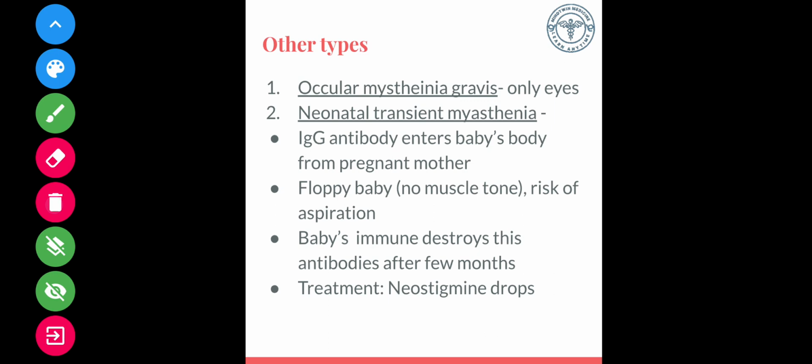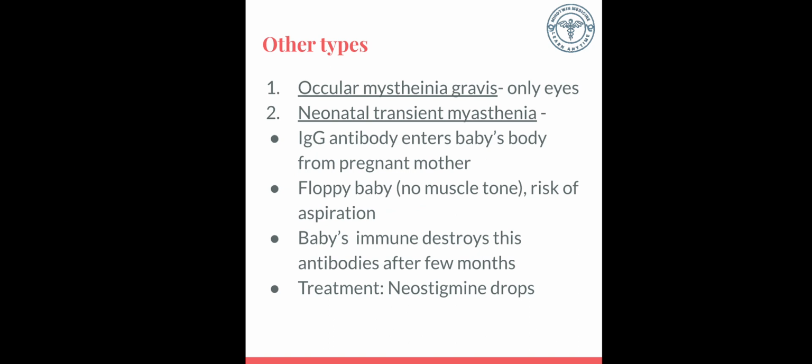So what will be seen? There will be a floppy baby. Okay, floppy baby. It is like no muscle tone, and the baby will have not much activity through the muscles. There could be a risk of aspiration because the muscle which controls or blocks the windpipe when you are having food will not relax properly or will not contract properly, so there could be a risk of aspiration because of the muscle weakness.